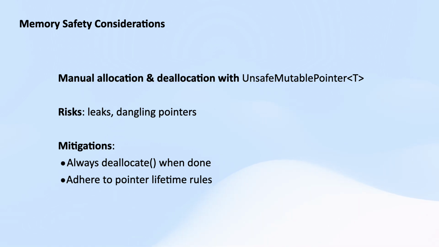Using UnsafeMutablePointer means Swift's usual memory safety guarantees are off. We are responsible for allocation and deallocation, and we must avoid leaks, dangling pointers, or overwriting memory. It is powerful, but we need to be very careful and always deallocate memory when done.